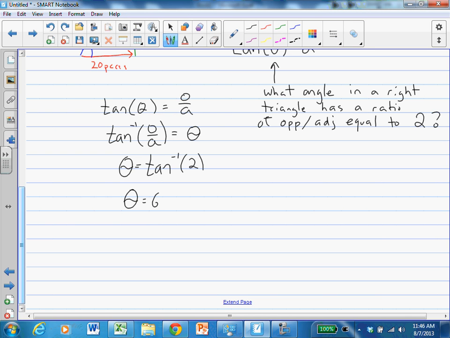What if you have a ratio that's not tangent, or not opposite over adjacent, but is opposite over hypotenuse, or adjacent over hypotenuse? Well, for that you do sine inverse of the opposite over hypotenuse equals theta. Cosine inverse of adjacent over hypotenuse equals theta. And tan inverse of opposite over adjacent equals theta. Good.